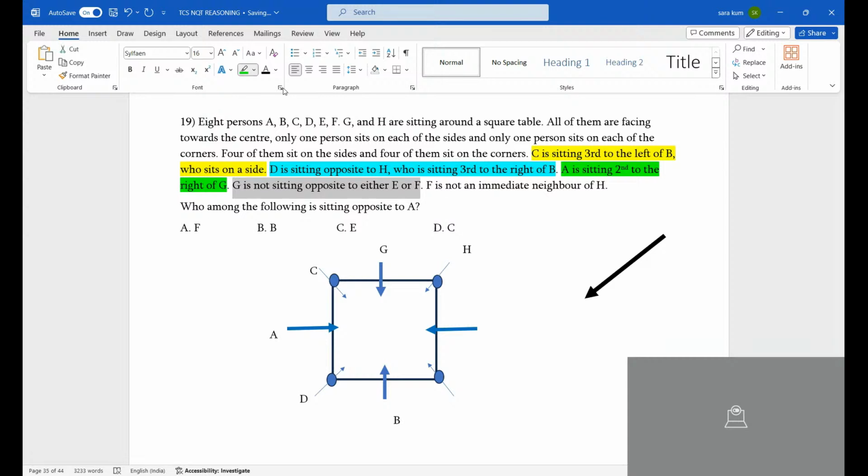And the final clue that we need to read is F is not an immediate neighbor of H. So you cannot have F here. This is not possible. Then he would be an immediate neighbor of H, right? So the only place possible where you can have F is this, and you can have E here. So now the question is, you tell me the answer. Who is sitting opposite to A? The person sitting opposite to A is E.